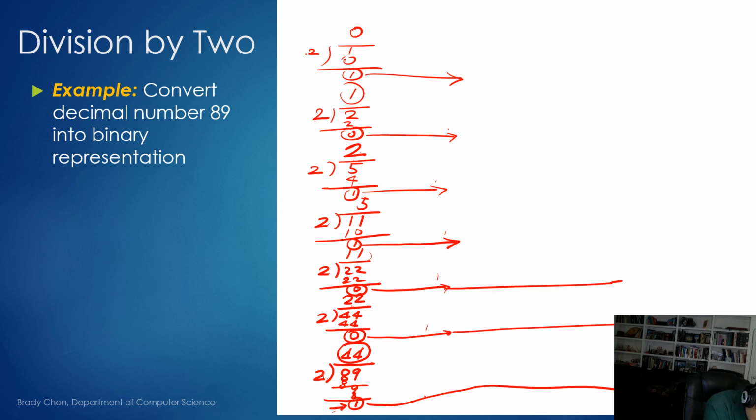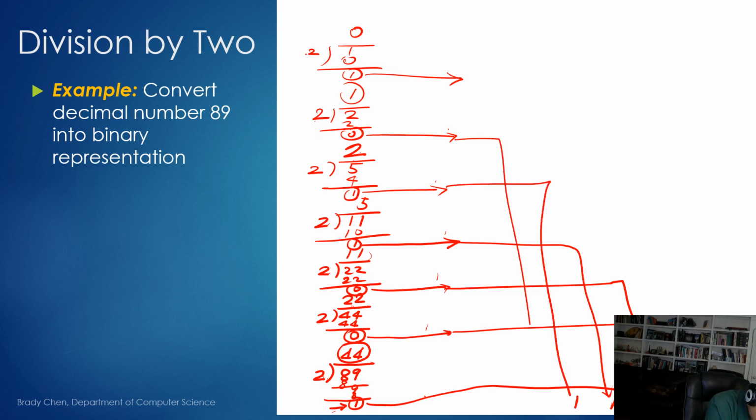Third remainder, 0. Fourth remainder, 1, 1, 0, and a 1. So we got the binary representation 1, 0, 1, 1, 0, 0, 1.